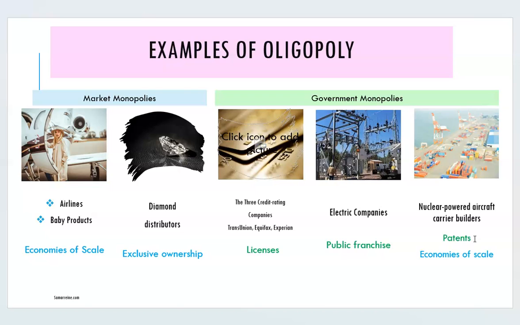So patents are going to be carefully issued, but in this case, it's also economies of scale because it is extremely expensive. We're talking about billions of dollars of production here to actually put out a product like that. So those are the examples.